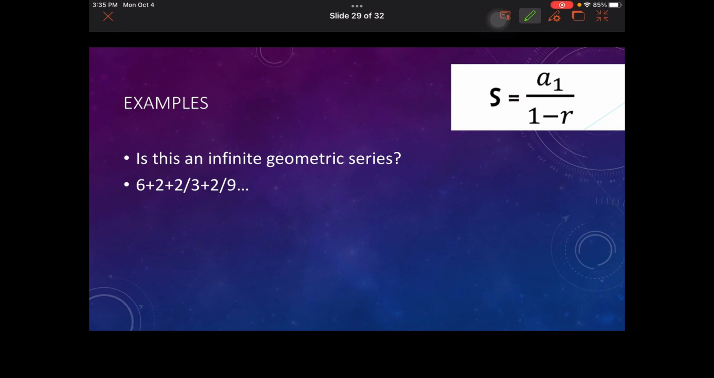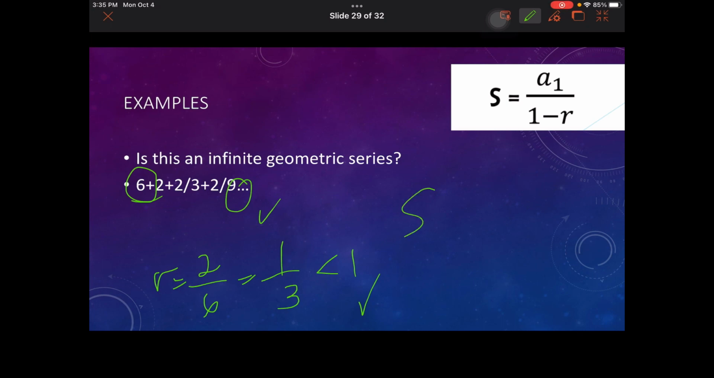Now, moving on. Paano na ito? Meron tayong 6 plus 2 plus 2/3 plus 2 over 9. Kailangan nating malaman. First, is this an infinite geometric series? Check natin. May ellipsis. Okay, infinite. Check. Next, we have to look at our r. Paano natin makukuha ang r? 2 divided by 6. That will give you 1/3. So 1/3 is indeed less than 1. Therefore, yes, this is an infinite geometric series.